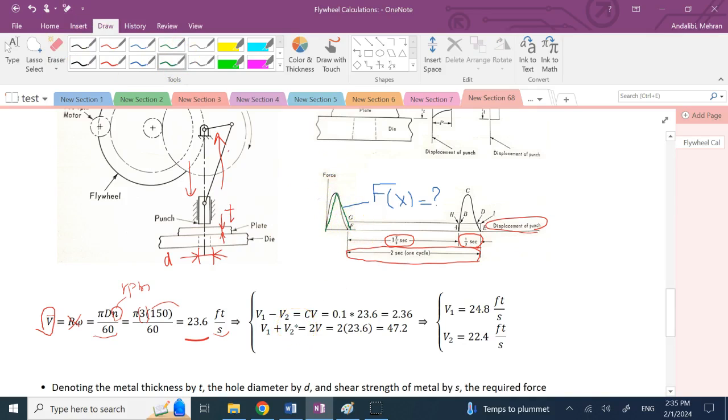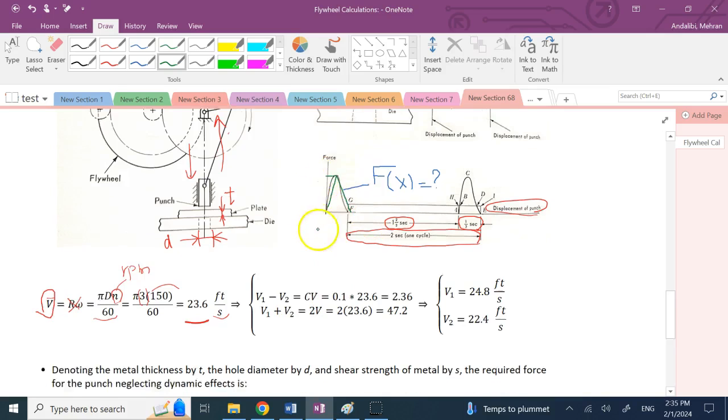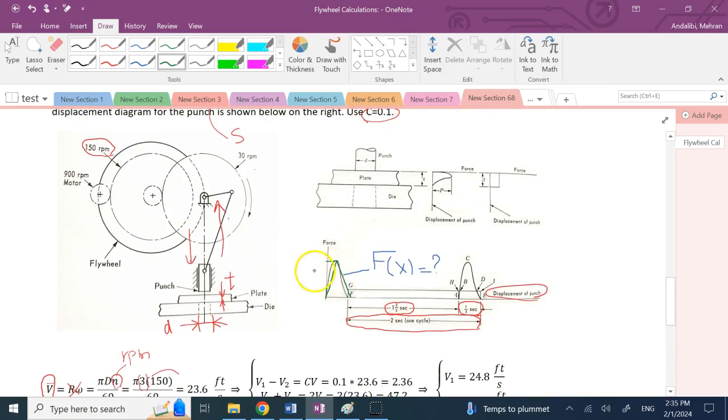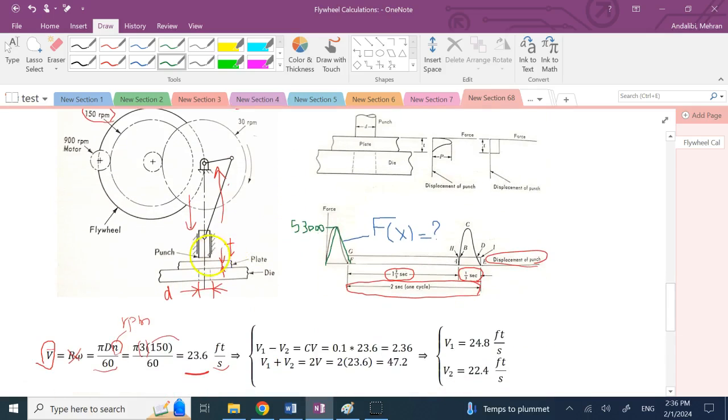We approximate it by a triangle, where this F is that F that we calculated, 5,300, right? And how much displacement would you have? Well, how much displacement do you need to make the punch in the hole? How much does the punch move into the plate? As much as the thickness.